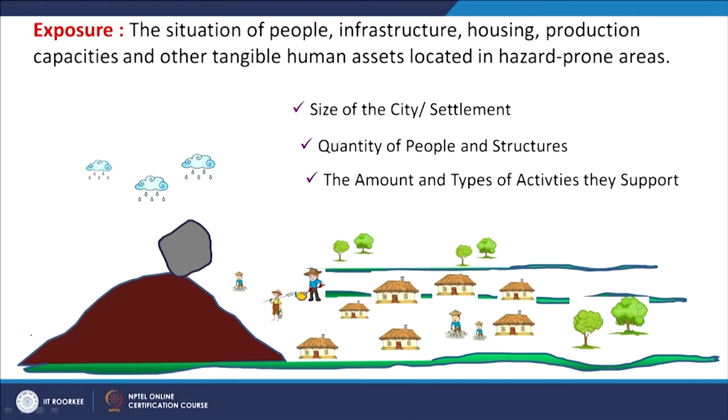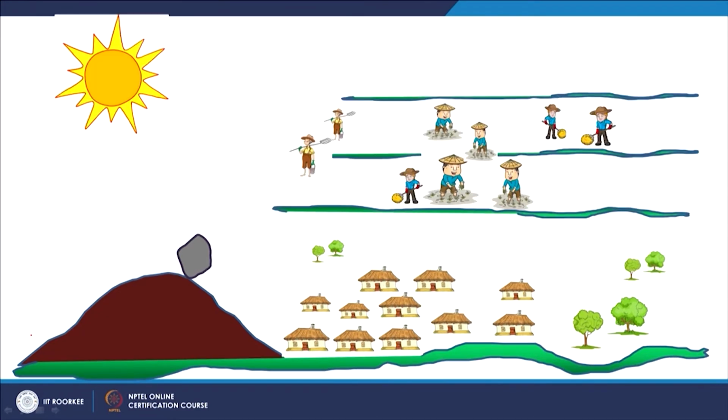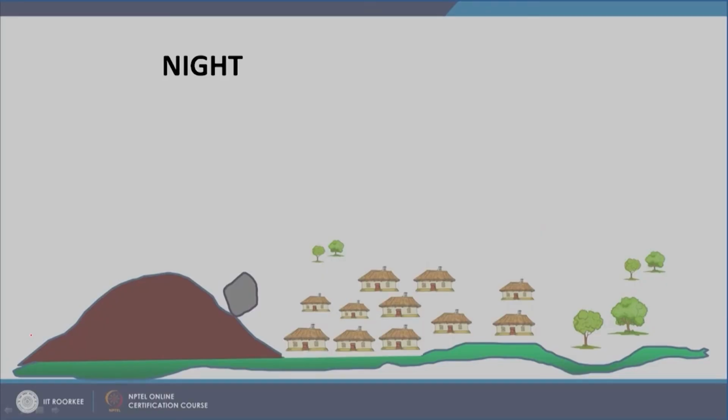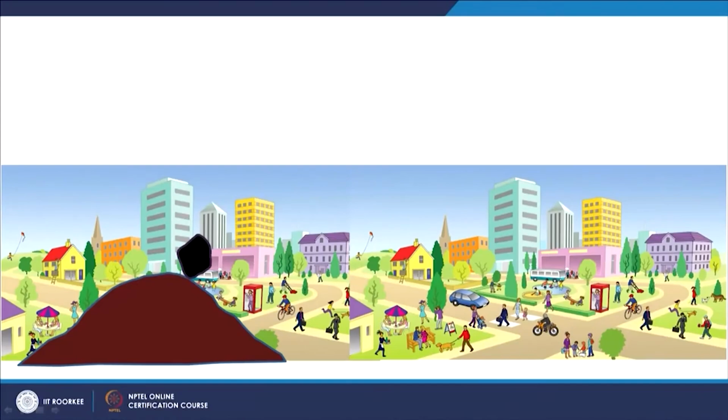So the amount and type of activities going on also define how many people, and to what extent, are exposed to a particular hazard. It also matters whether the hazard takes place at daytime, when people are working outside and not at their home, or at nighttime when people are sleeping. At daytime, of course, fewer people are exposed to hazards compared to nighttime. At nighttime, people are sleeping very close to hazardous areas, so they are more exposed to these hazards. Compared to village areas, in urban sectors like big metropolitan cities, yes, more people and properties are exposed.